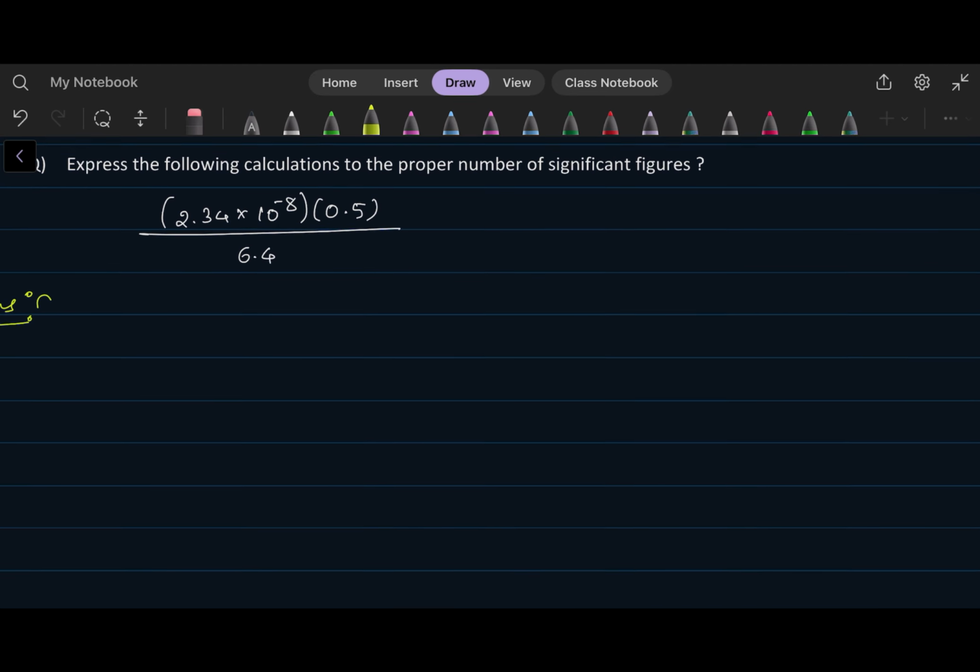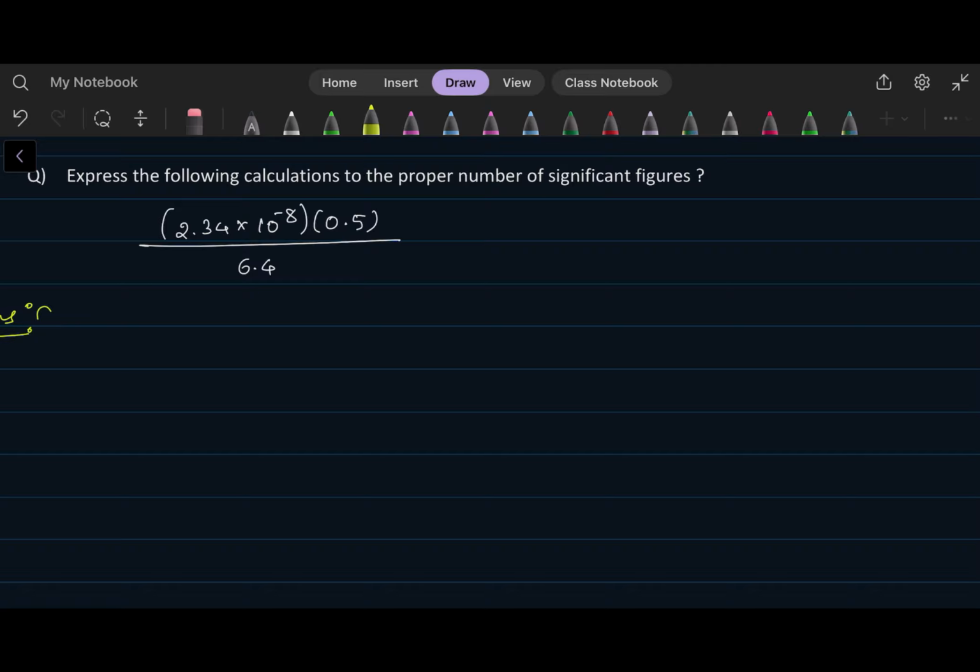Last one, express the following calculation to the proper number of significant figures. They only gave the data, again you have to find out. One has 2 significant figures, another has only 1 significant figure because it is a non-zero digit with 0 on the left side, therefore only 1. Here significant figure is 3. So whatever answer we get is supposed to be in only one digit, that is one significant figure. Let's go for this.